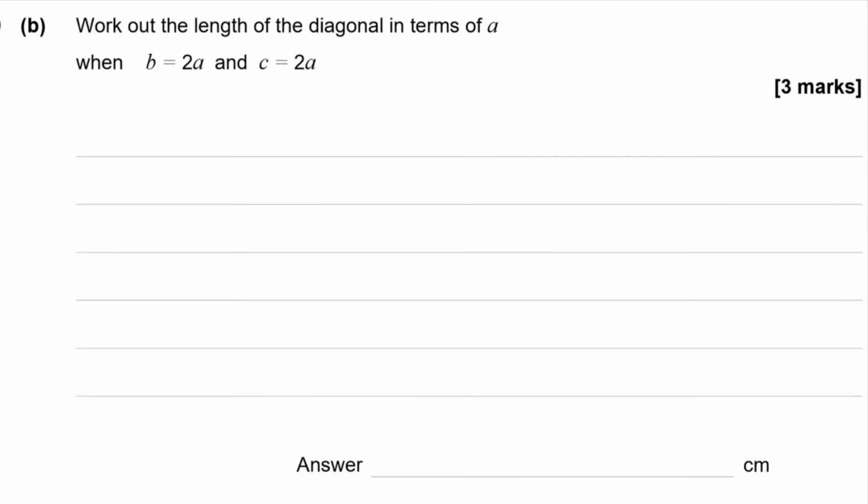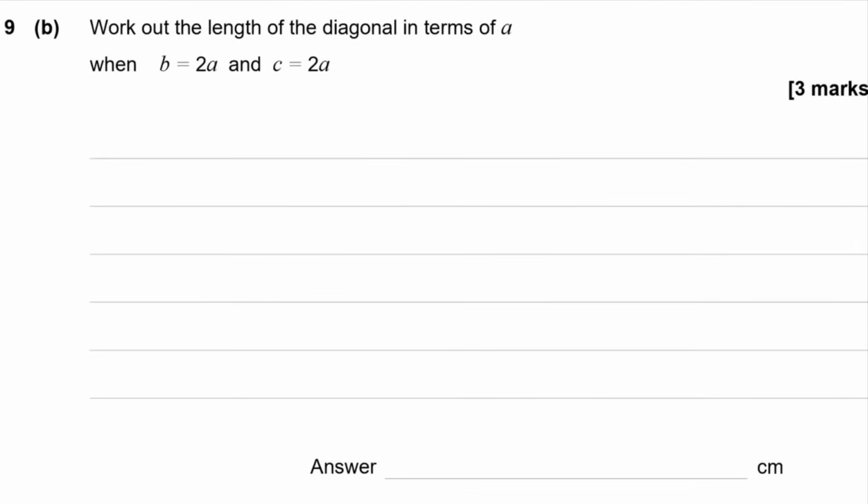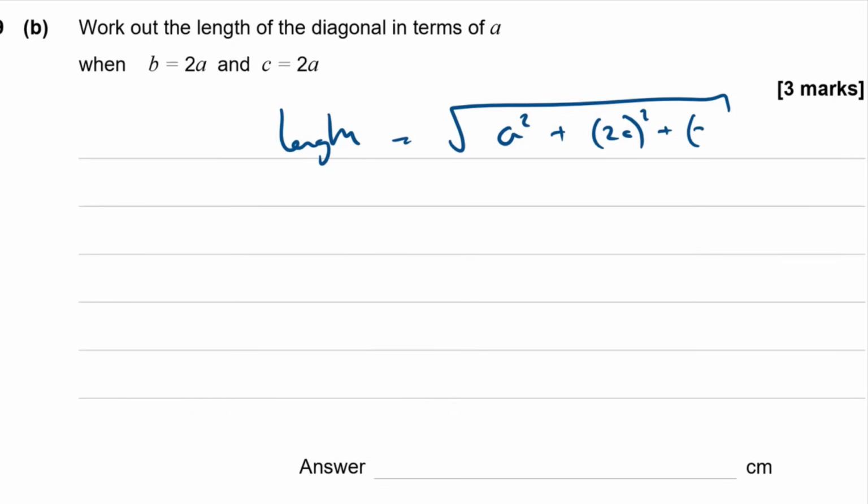Okay, now part B then says work out the length of the diagonal in terms of A when B is 2A and C is 2A. Okay, so we've got to do the same thing algebraically now. So the length is going to be equal to the root of A squared plus B, which is 2A, so 2A squared, and C is going to be 2A squared, like that.